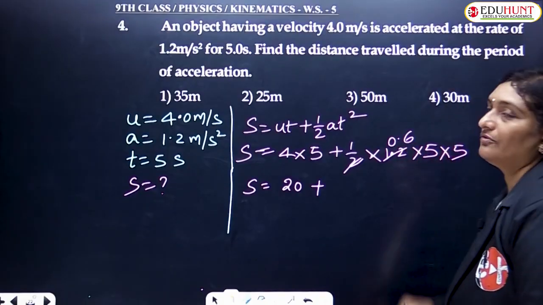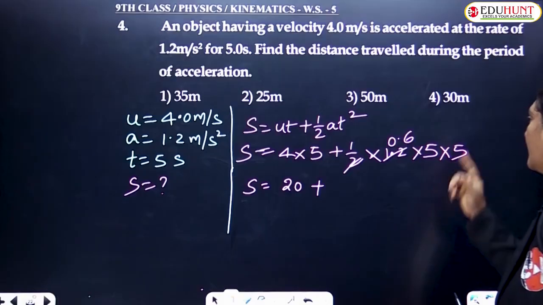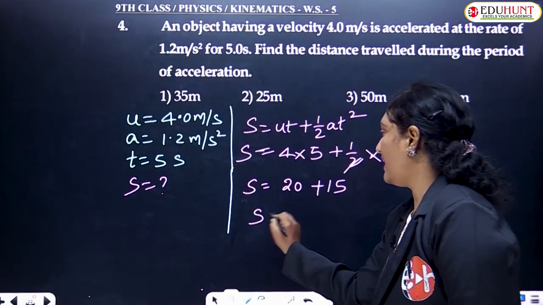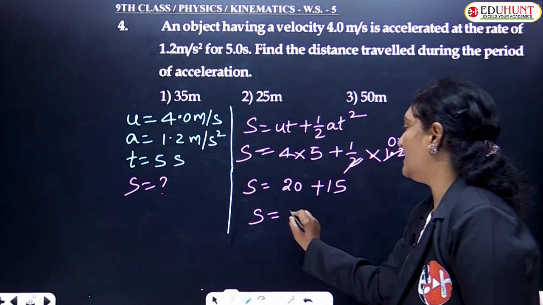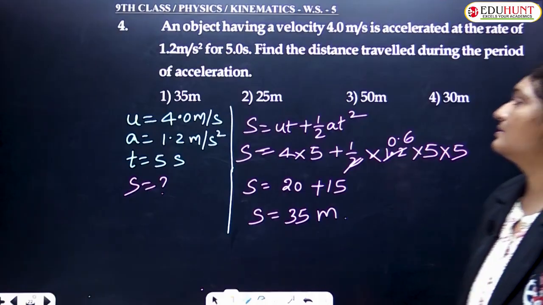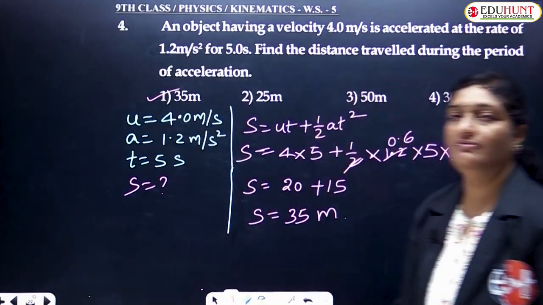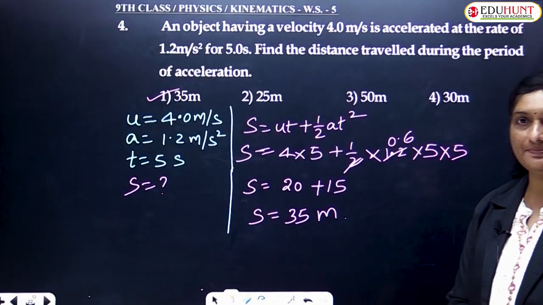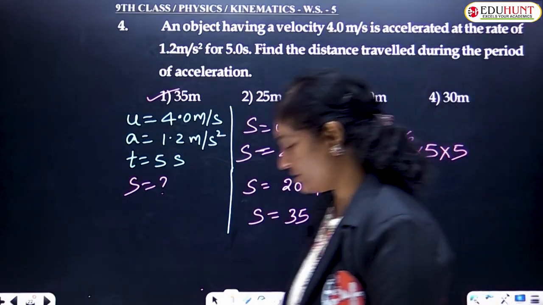So 0.6 into 5 is 3. Okay. And 3 into 5 is again 15. So the value of S is 20 plus 15 is 35 meters. So here goes your answer. First option, that is 35 meters. Okay children. So moving to the next question.